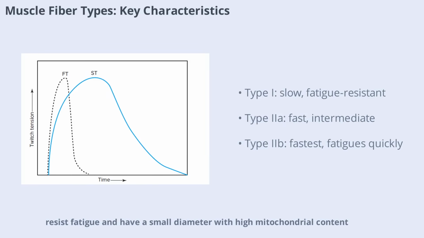Type IIa fibers contract quickly, have intermediate fatigue resistance, and combine oxidative and glycolytic properties. Type IIx fibers contract very quickly, fatigue rapidly, and have a large diameter with high glycolytic enzyme concentration. These differences explain why some people excel at endurance sports while others are naturally more powerful sprinters.